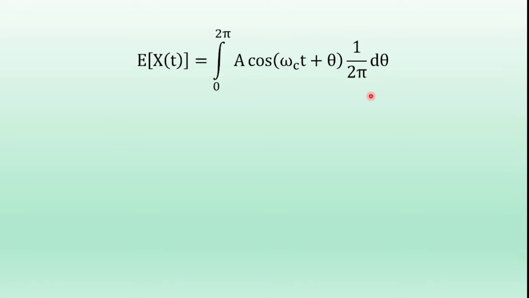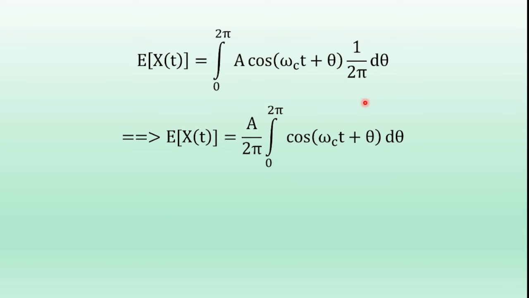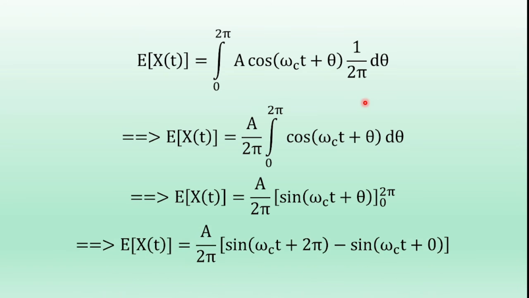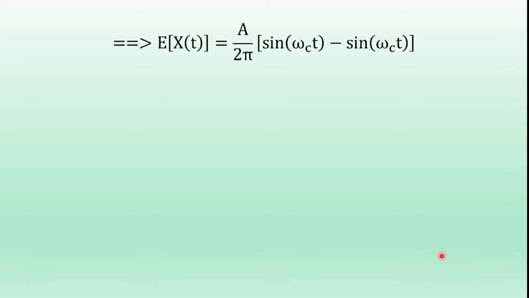A by 2 pi is a constant, so it is written before the integration. The integral of cos is sine of omega c t plus theta over 0 to 2 pi. Now substitute the upper value and lower value of theta. We get sine of omega c t plus 2 pi minus sine of omega c t plus 0. Sine of 2 pi plus omega c t is sine omega c t, so sine omega c t minus sine omega c t cancels. The bracket term is 0, and A by 2 pi into 0 is 0. Therefore the expectation of x of t is equal to 0.